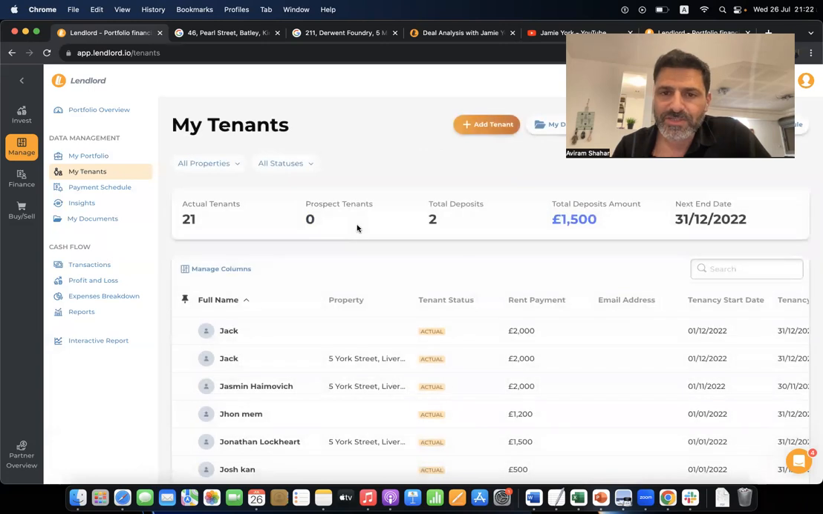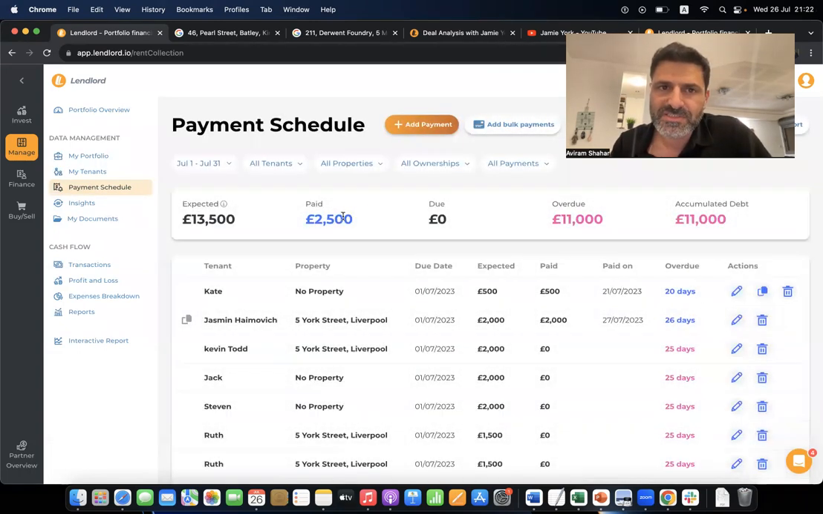Then you can also manage your tenants and tenancies. I'm doing it very briefly because the main focus of this webinar is deal analysis, but just for you to know that there is a lot of functionality to manage your existing portfolio. The payment schedule, this is the place to manage your rent collection.